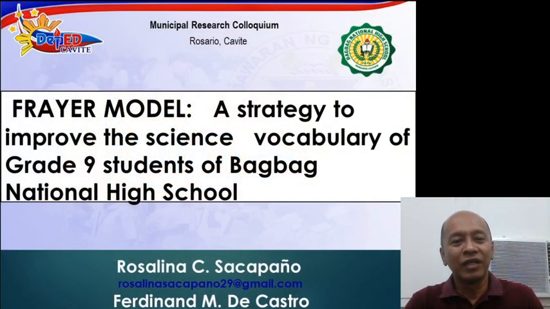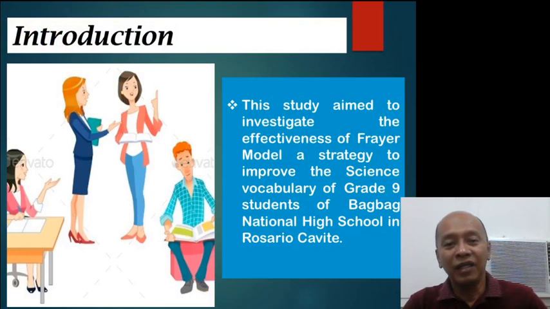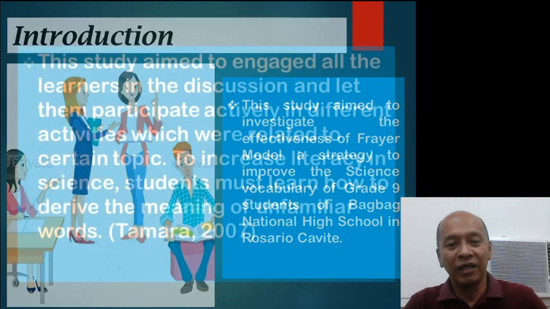Frayer Model, a strategy to improve the science vocabulary of grade 9 students of Bagbag National High School. Rosalina C. Sacapaño, Ferdinand M. Castro, researchers. This study aimed to investigate the effectiveness of Frayer Model as a strategy to improve the science vocabulary of grade 9 students of Bagbag National High School in Rosario, Cavite.